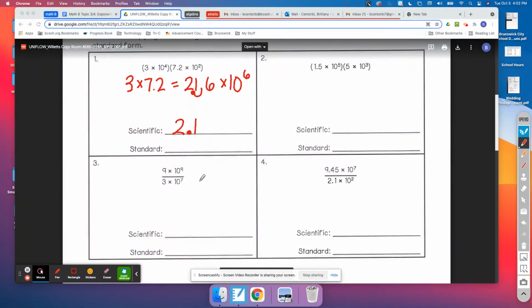So 2.16 times 10 to the seventh is our final answer. And we're just going to do scientific notation right now for the video. So number 3, we've got division. So the first thing we're doing, 9 divided by 3, that gives us 3. And then times 10, our division rule is subtraction. So we got 9 minus 7, which is 2.